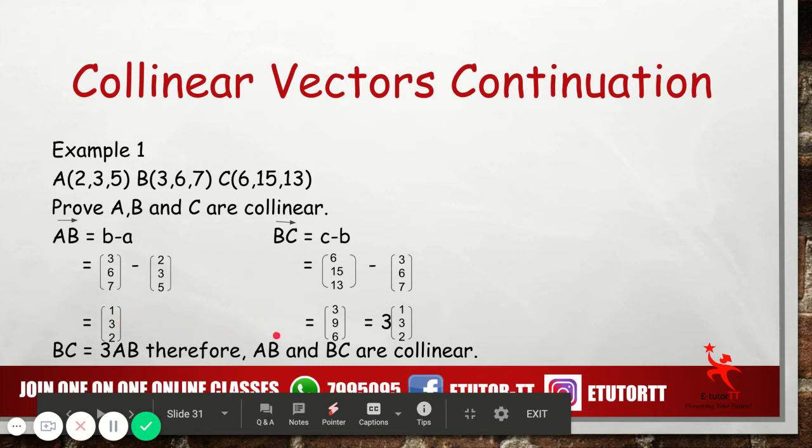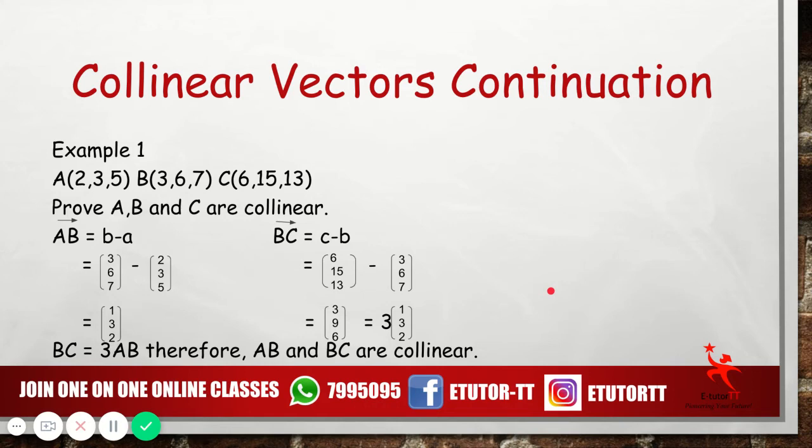3 times 3 equals 9. 2 times 3 equals 6. Let's try the opposite way, dividing. 3 divided by 1, we get 3. 9 divided by 3, we get 3. 6 divided by 2, we get 3. Therefore, (3, 9, 6) is equal to 3 times (1, 3, 2), and (1, 3, 2) is the same as vector AB. Therefore, BC is equal to 3 times AB, and that means AB and BC are collinear.